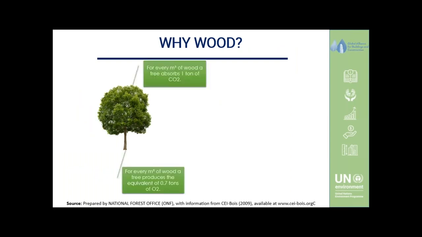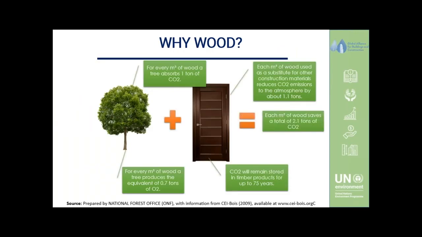Here are some numbers that our National Forest Office prepared. For every cubic meter of wood, a tree produces an equivalent of 0.7 tons of oxygen. And for every cubic meter of wood, a tree absorbs 1 ton of CO2. Obviously, this depends on different parameters. A more detailed calculation will ask for the species of the tree, the height, and the diameter of it. So this is an approximate number.